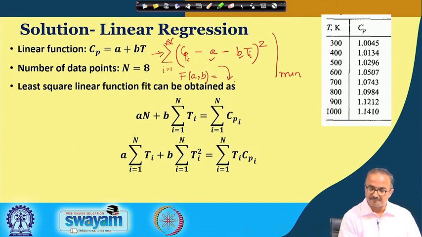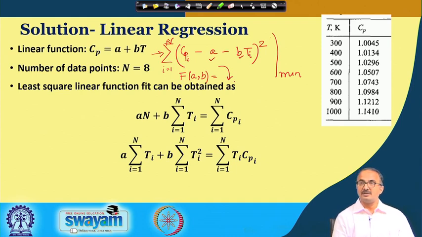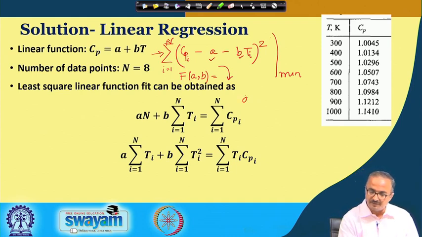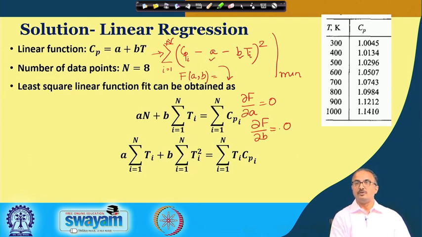To minimize this error function, we first take ∂f/∂A equal to 0, and then ∂f/∂B equal to 0. You can do this exercise very easily. You find the derivative of this error function with respect to first A and then with respect to B, and equate them to 0. Once you equate them to 0 and rearrange them, you will get this particular expression and this expression.